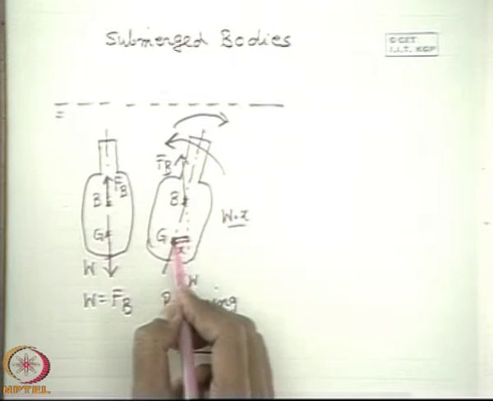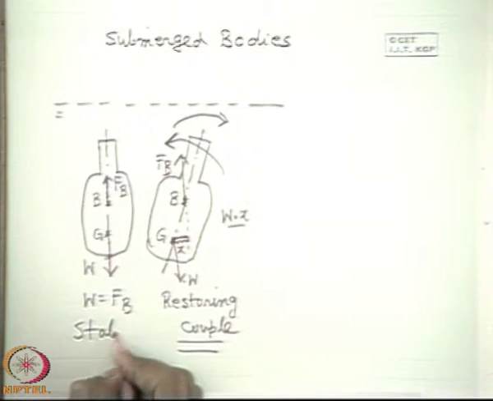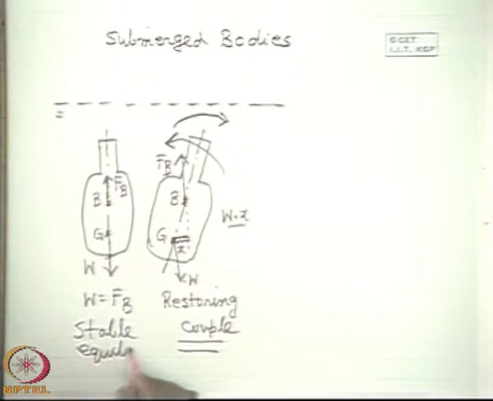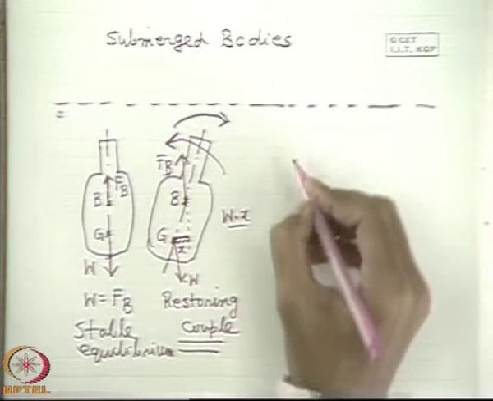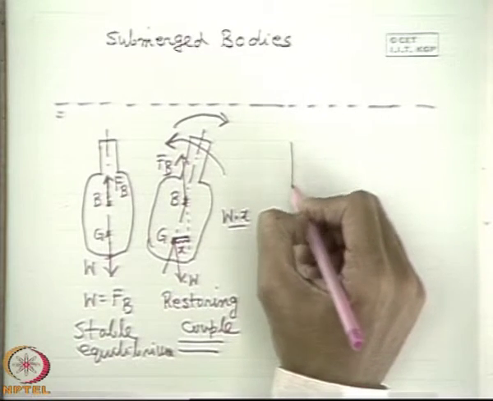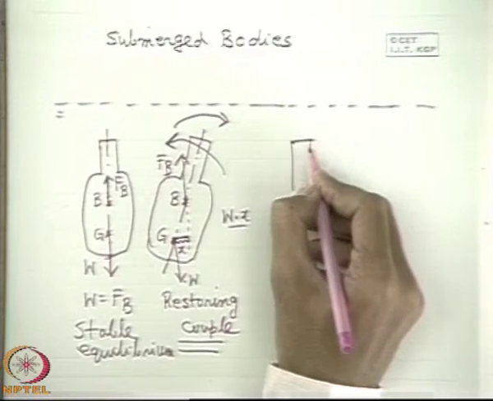So when G is below B, we see the equilibrium is stable equilibrium. Now let us consider a case when G is above B. That means the distribution of the force is like this.